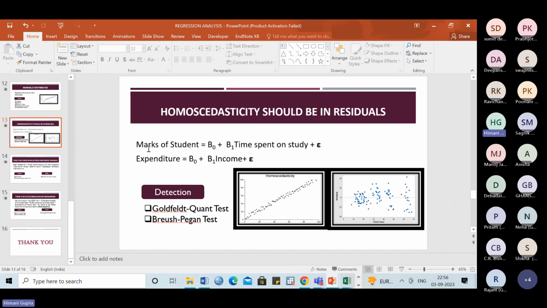Now, let me just give you a small example. Marks of a student depend on the time spent on the study. I have just taken these two variables. That means if a student is devoting more time to the studies, marks should increase, isn't it? Say I am getting 0 out of 10 right now. If I study 1 hour a day, my marks increase to 2 or 3. If I devote 2 hours a day, obviously if I'm learning more, my marks will increase, isn't it? Will this be there or not?